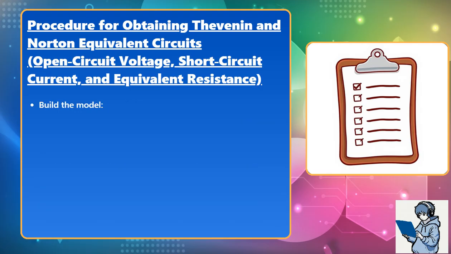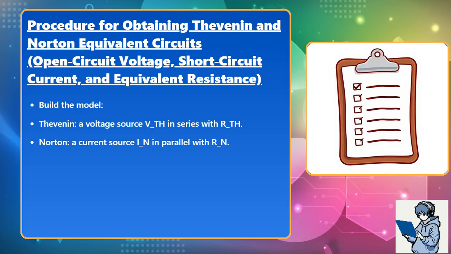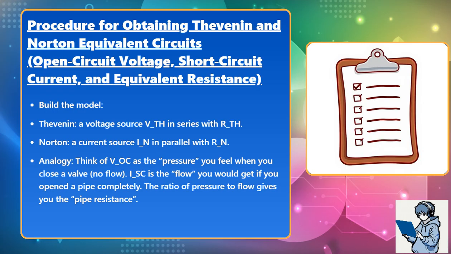Build the model. Thevenin: a voltage source VTH in series with RTH. Norton: a current source IN in parallel with RN. Analogy: think of VOC as the pressure you feel when you close a valve, no flow. ISC is the flow you would get if you opened a pipe completely. The ratio of pressure to flow gives you the pipe resistance.